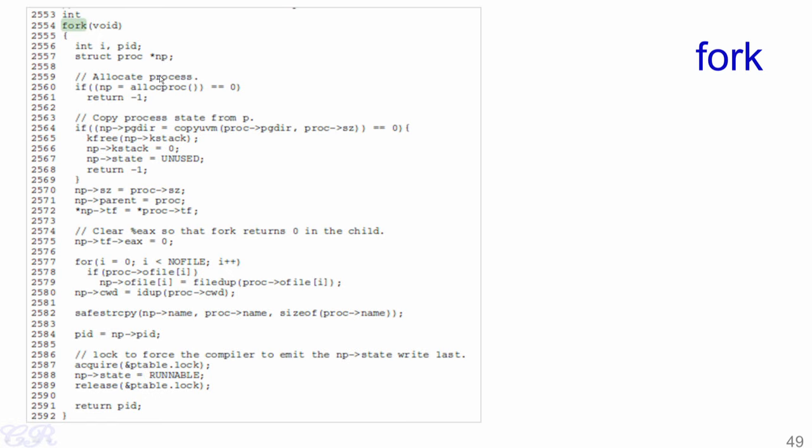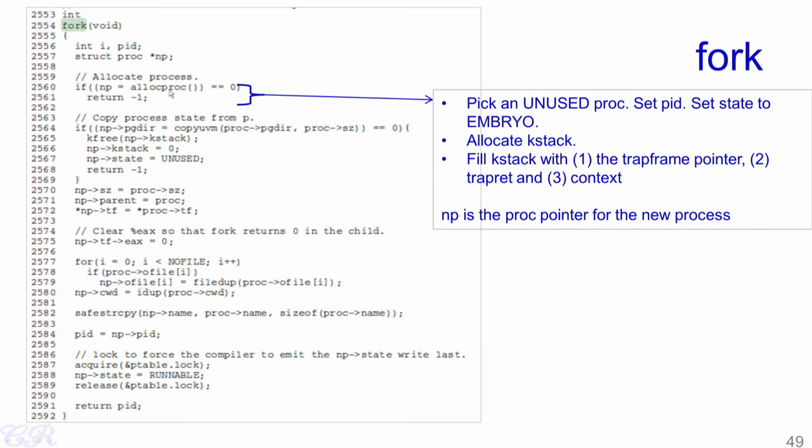The first step that fork does is to invoke allocproc. What allocproc does is parse through the ptable and find a proc structure which is unused. Once this proc structure is found, it sets the state as EMBRYO. Recollect that in xv6, EMBRYO means a new process which is not yet ready to be executed. Also set is the PID for the new child process. Other things done in allocproc are the allocation of a kernel stack and filling the kernel stack of the new child process with things like the trapframe pointer, trapret, as well as the context.